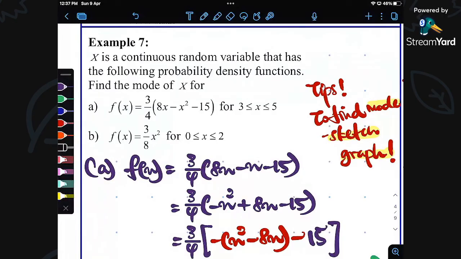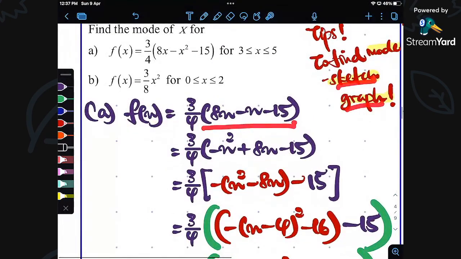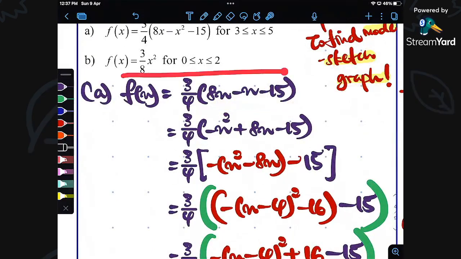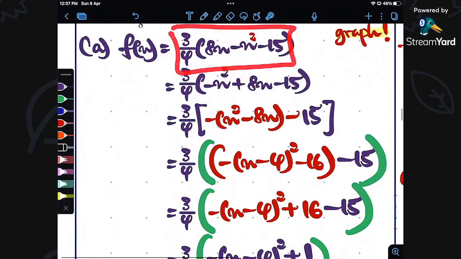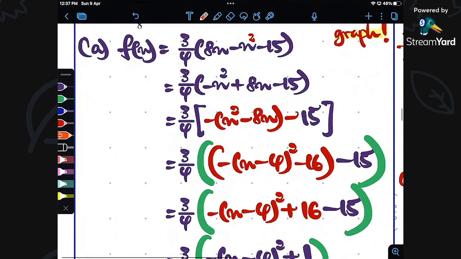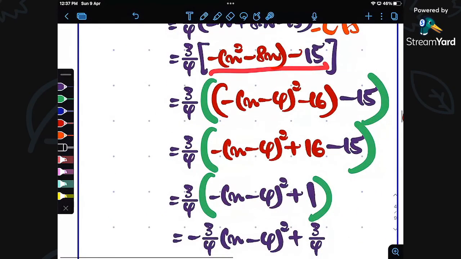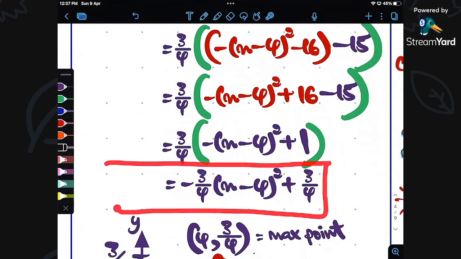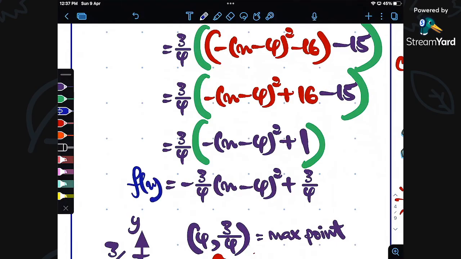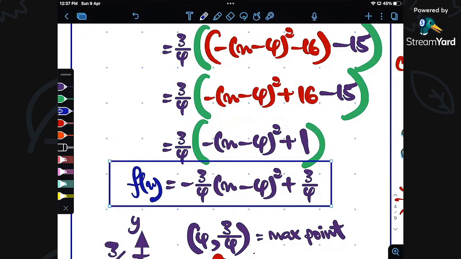So before we find the mode for this particular question, I need to sketch the graph. Yes, I am going to sketch the graph, but before I sketch the graph, I will change this quadratic equation into a different form, which needs the completing the square method. Okay, so I use the completing the square method here to show you that I can find the maximum point. So basically this is f(x), okay?